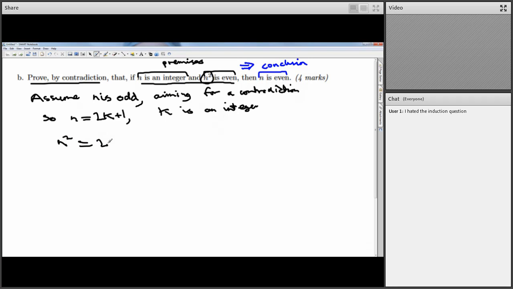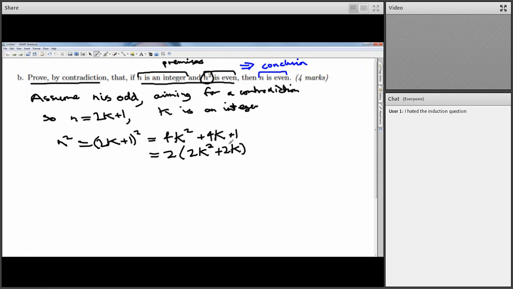That gives you (2k plus 1) squared, and you can expand that perfect square. If you're not quite familiar with algebra, writing some of these common rules doesn't go astray. Then you can factorize the 2 out here. Why would I do that? Because I want to know if n squared is even or not, and I'm looking for the contradiction, so I'm guessing it's probably not. You can see you've got an even number plus an even plus an odd.